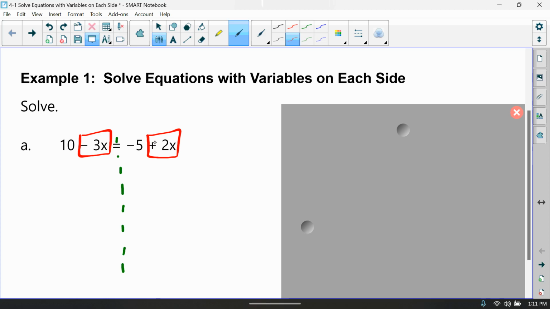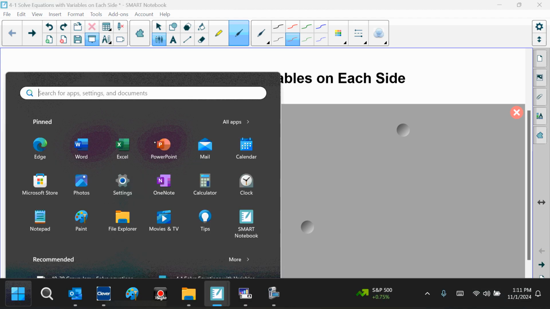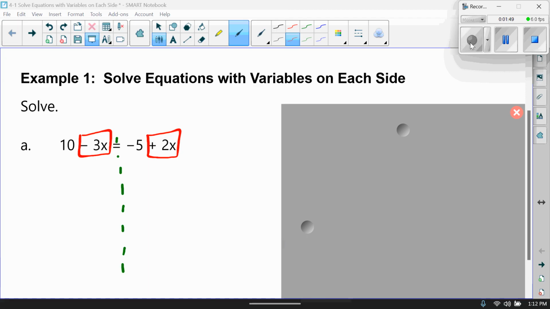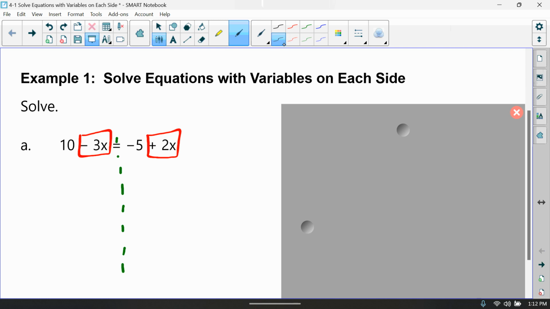Is everybody with me? Now, how do you choose? You can get rid of either one. I personally like to stay positive. That means that I'm going to get rid of this negative 3x. So how do I get rid of the negative 3x? You're going to add 3x on both sides. Very good. So plus 3x here and plus 3x there.